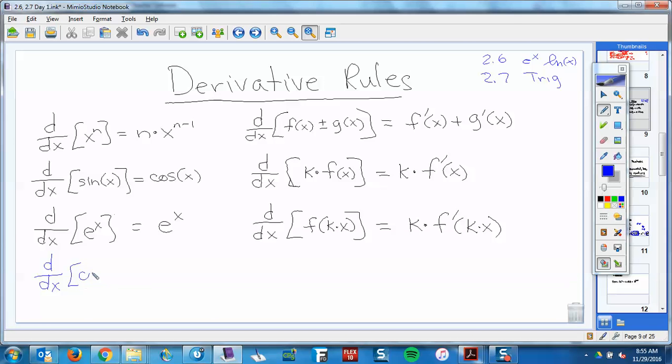So, cosine. The derivative of cosine is negative sine x. Kind of interesting. The derivative of sine is cosine. The derivative of cosine is not sine, but it's negative sine. And the derivative of tangent is secant squared. You're just going to have to memorize those.